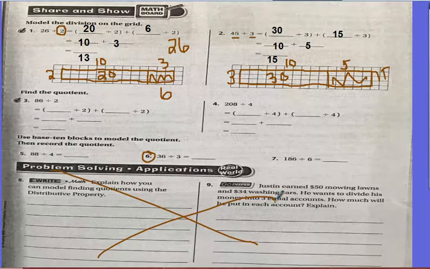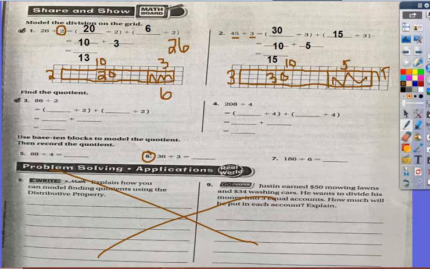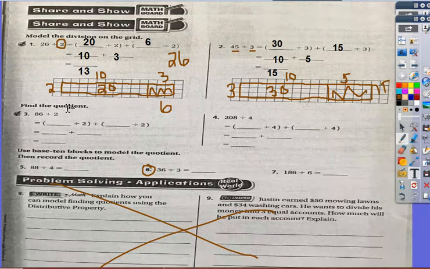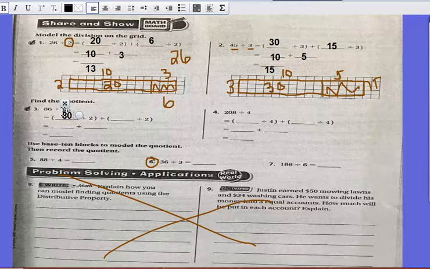Alright, for this one, I'm going to get my, so it would be 80 divided by 2 and 6 divided by 2. Okay, so 80 divided by 2 is 40. 6 divided by 2 is 3. 40 plus 3 is 43.